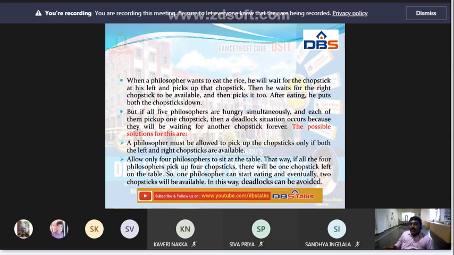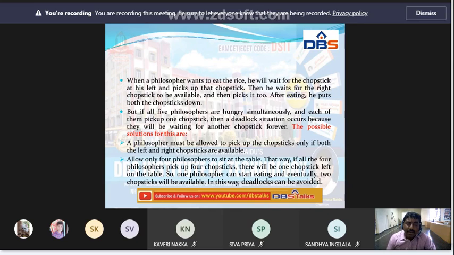Whenever the philosopher wants to eat, he will wait until he gets the chopstick. Only then is he ready to eat. But the problem is, if all the philosophers are hungry simultaneously, if all 5 philosophers want to eat at a time, and each of them picks up one chopstick, then a deadlock situation occurs.